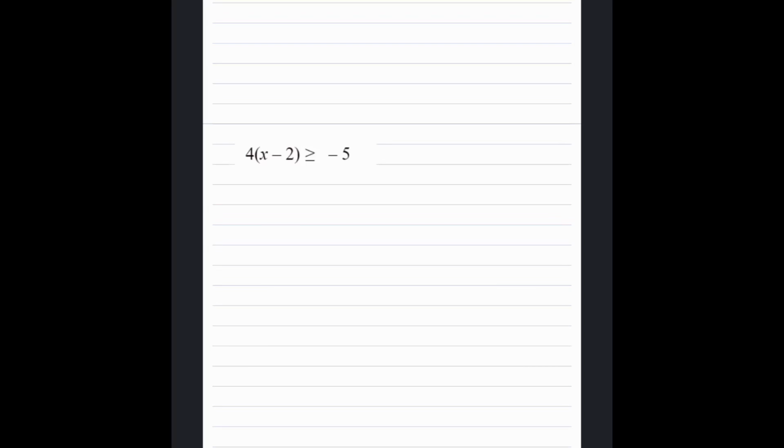Okay, so the next thing we're going to cover is distribution with inequalities. So same thing, if we want to solve for x here, first thing I have to do is distribute. So I'm going to go ahead and remember to distribute that 4 in to both parts of the parentheses. And remember, when you distribute, that means multiply.